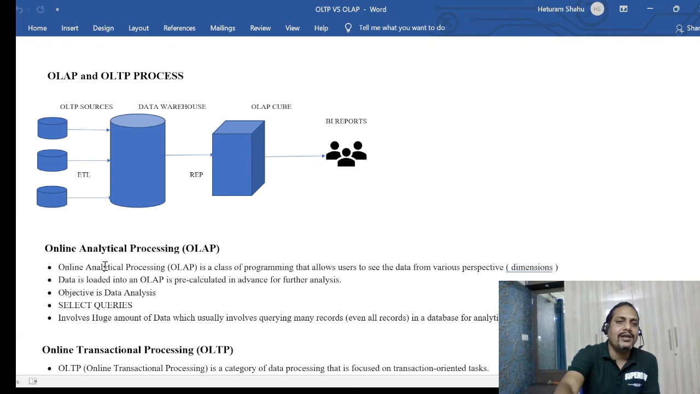Okay, so what is OLAP? Online analytical processing. As I say, analytical means we want to do the analysis on that, right? It is a class of programming that allows users to see the data from various perspectives. As I said, dimensions, right? If I want to see the data based on the time dimension, I would like to see, let's say, how the bank is performing over the period of 1 year.